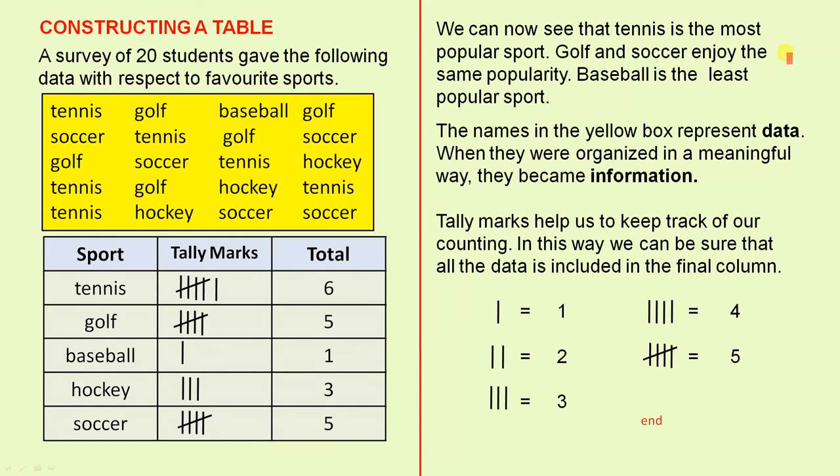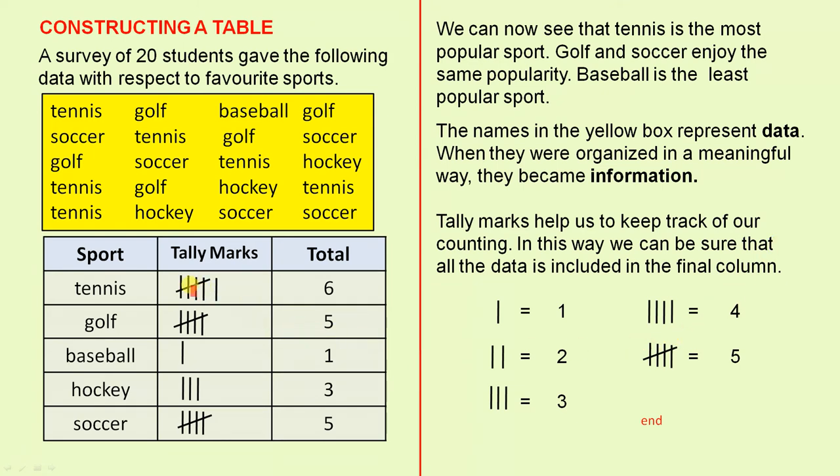We can now see that tennis is the most popular sport. Golf and soccer enjoy the same popularity. Baseball is the least popular sport. And that's simply by the numbers. The names in the yellow box represent data. When they were organised in a meaningful way, they became information. So we've got data, information. Now this is how we keep track of what's happening. Tally marks help us to keep track of our counting. In this way, we can be sure that all the data is included in the final column.